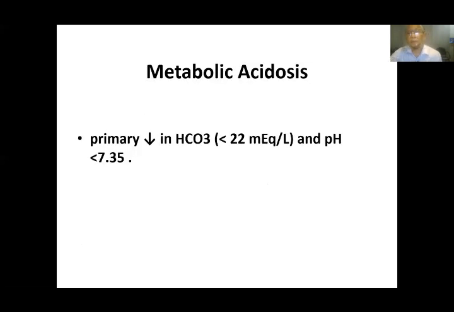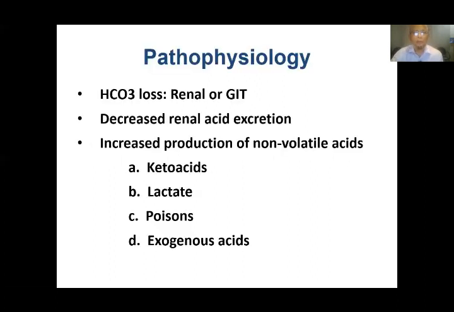Now comes the metabolic acidosis. This is very important. In case of metabolic acidosis, the most important change is in the bicarbonate level. The bicarbonate level will be less than 22 milliequivalent per liter and pH will be less than 7.35. What about the pathophysiology?